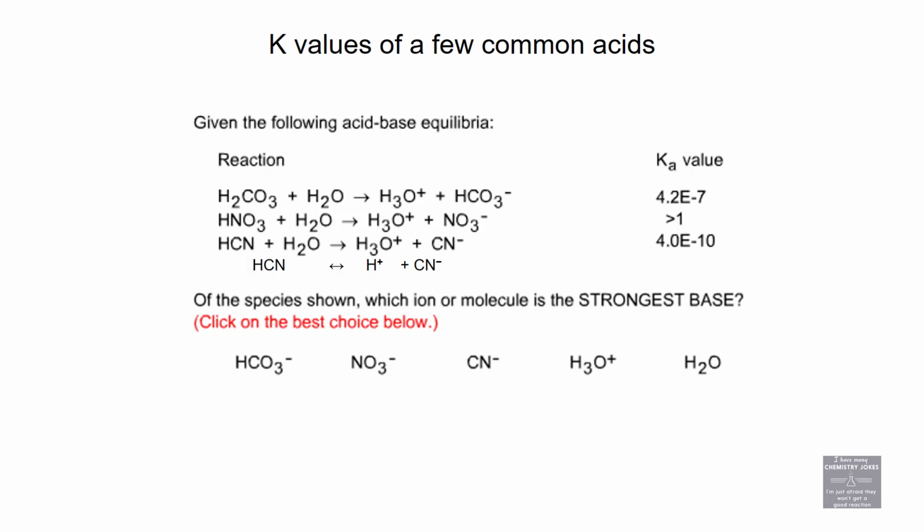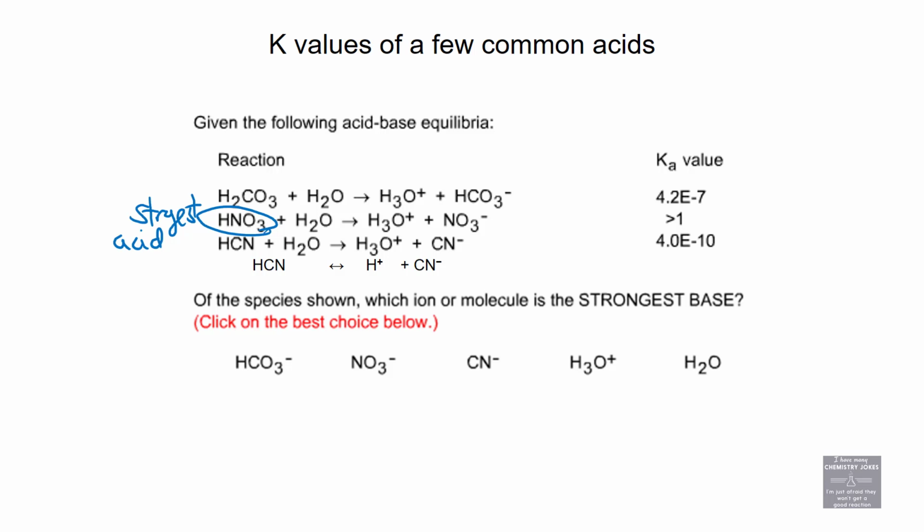Okay, of the species shown, which ion or molecule is the strongest base? Well, we've already listed that this is the strongest acid. How do acids and bases relate? The stronger the acid, the weaker the conjugate base. I feel like you should probably write that down. The stronger the acid, the weaker the conjugate base.